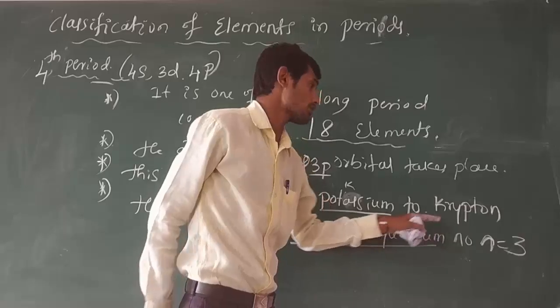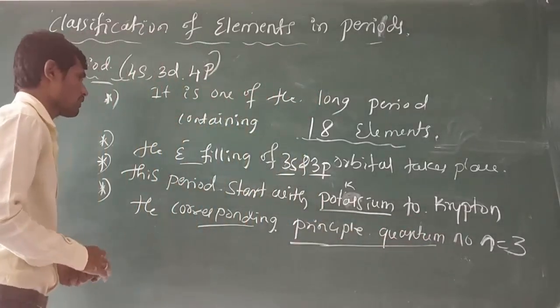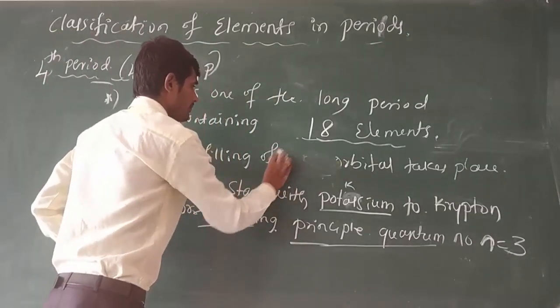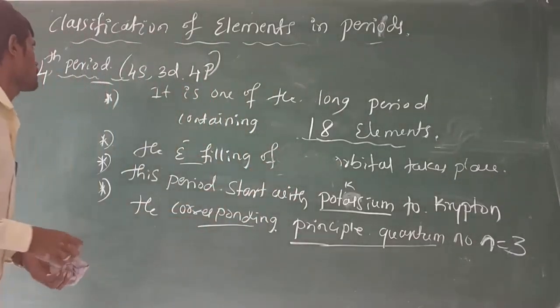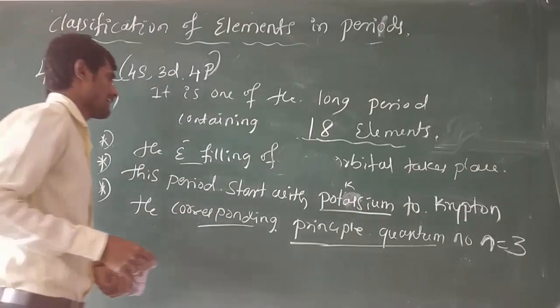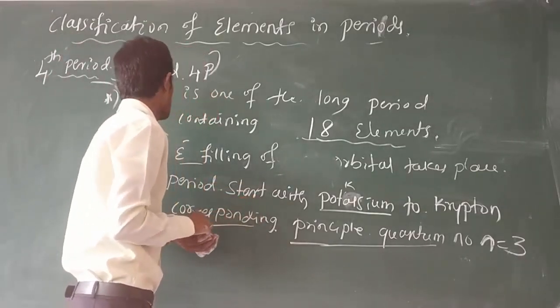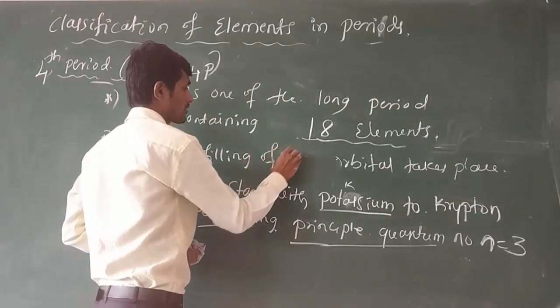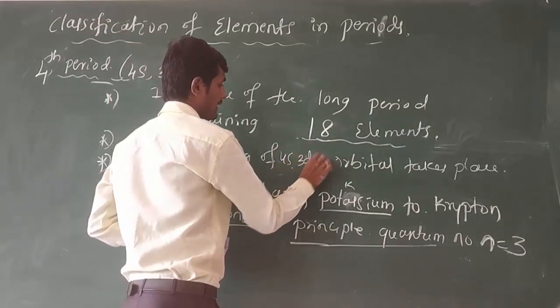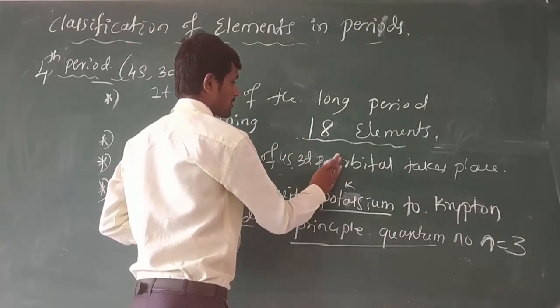And another one point, in presence of fourth period elements, the electron filling takes place in 4s, 3d and 4p orbitals.